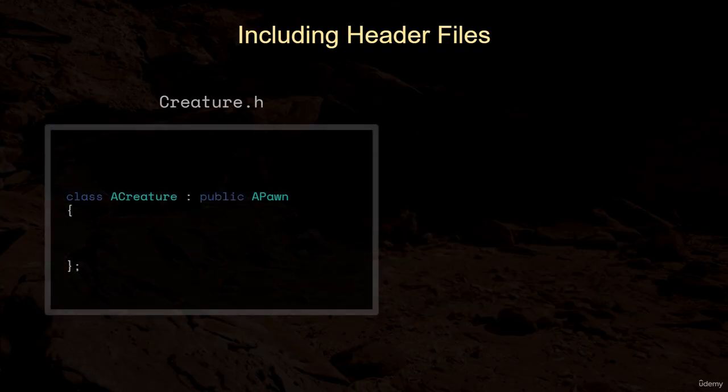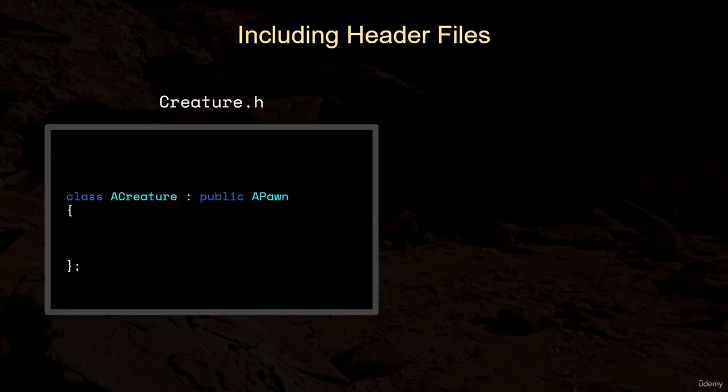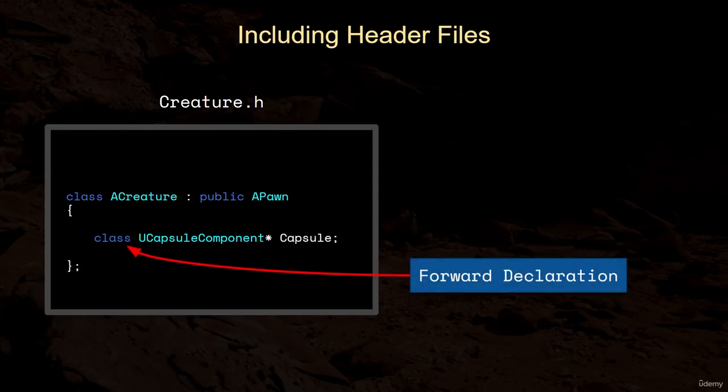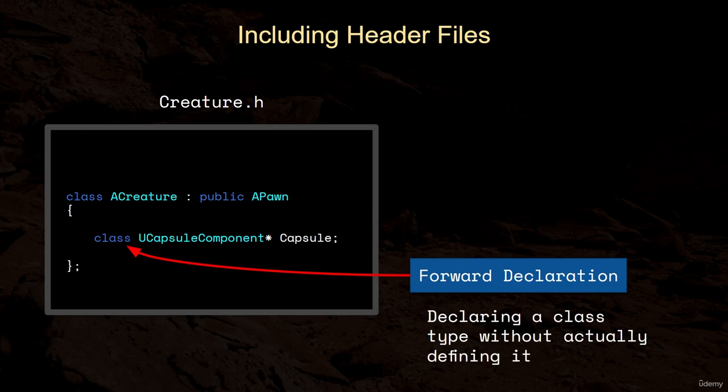So what we can do instead in Creature.h is, as soon as we declare a new variable of type UCapsuleComponent pointer, we can forward declare. This class keyword here means we're forward declaring the UCapsuleComponent type. Now a forward declaration just means that we're declaring a class type without actually defining it. So we're telling the compiler that the UCapsuleComponent type is not defined here in Creature.h, but you can look for it elsewhere, wherever we use UCapsuleComponent in a circumstance where we would need that information, such as creating a new object of this type. That's going to be in Creature.cpp.